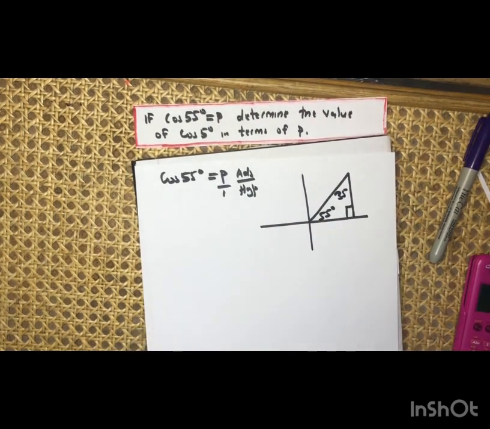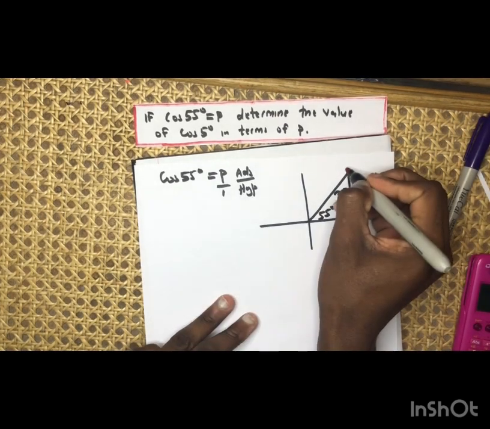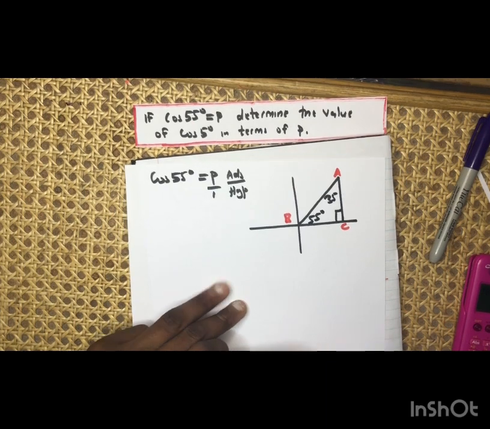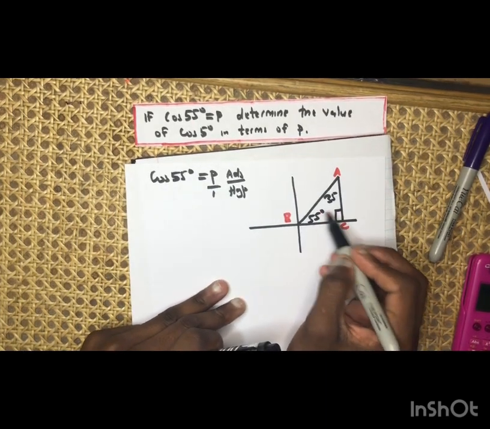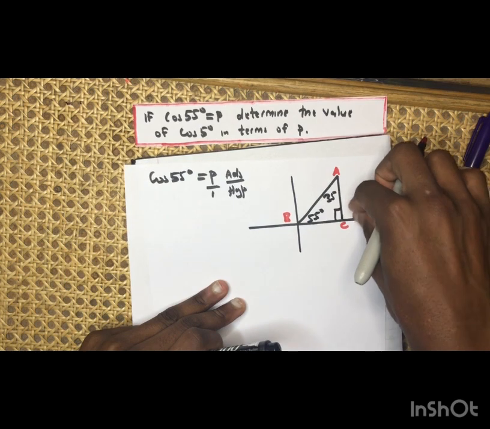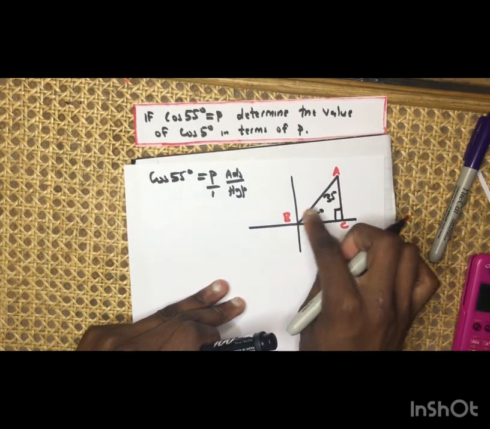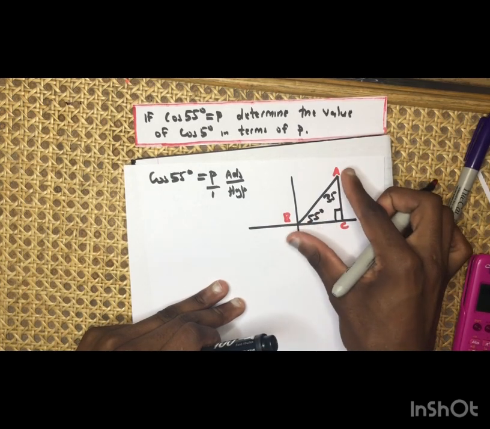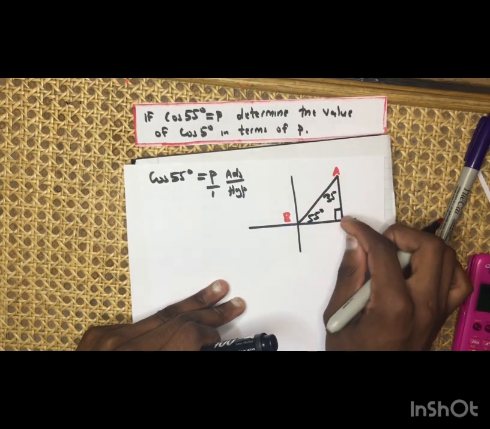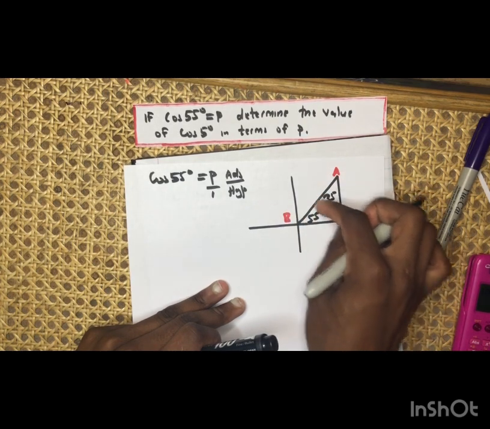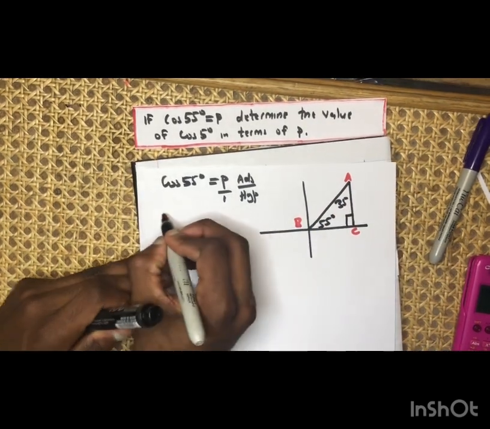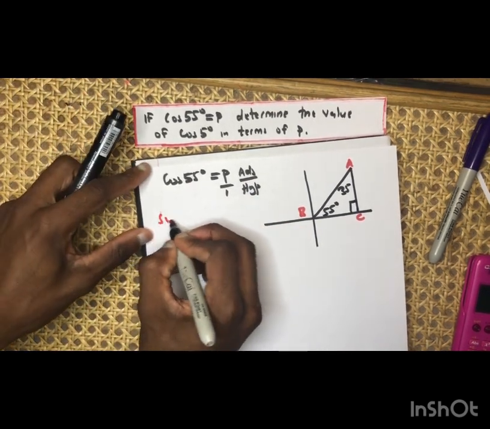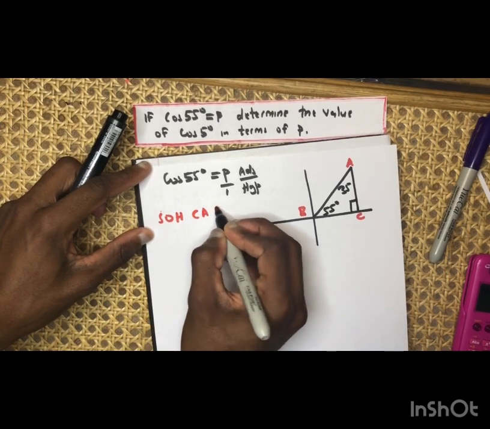For argument's sake, let's call this angle A, this one angle B, this angle C. So the opposite side of 55 degrees is AC. The adjacent side of 55 degrees is BC. Obviously, the hypotenuse is BA, because the hypotenuse is always the side opposite to 90 degrees. In order for me to remember the definitions of trigonometry, I will apply SOHCAHTOA.